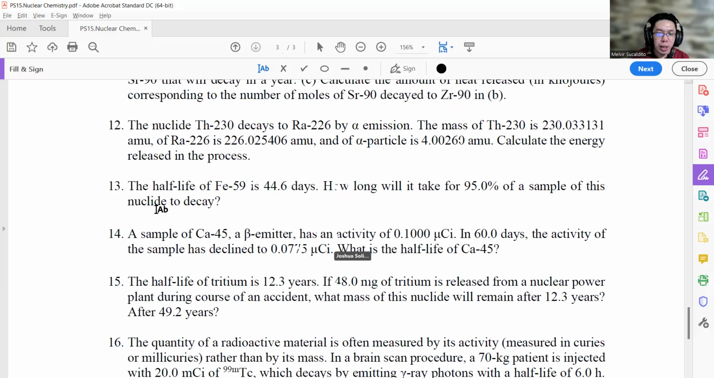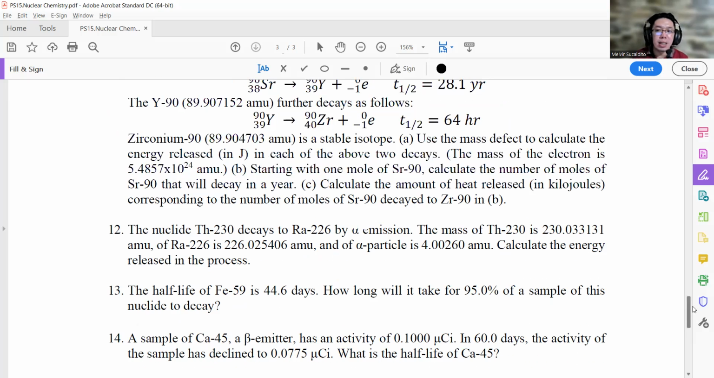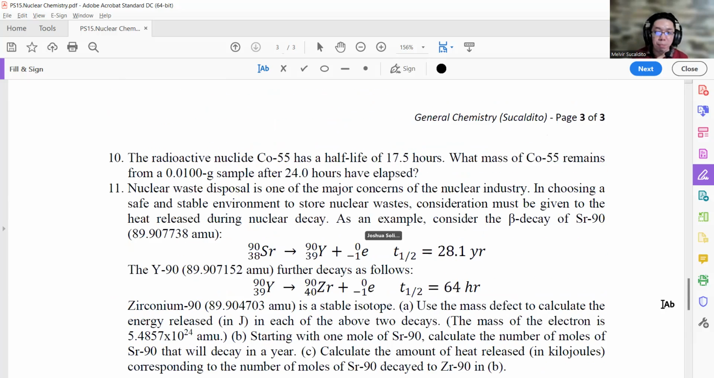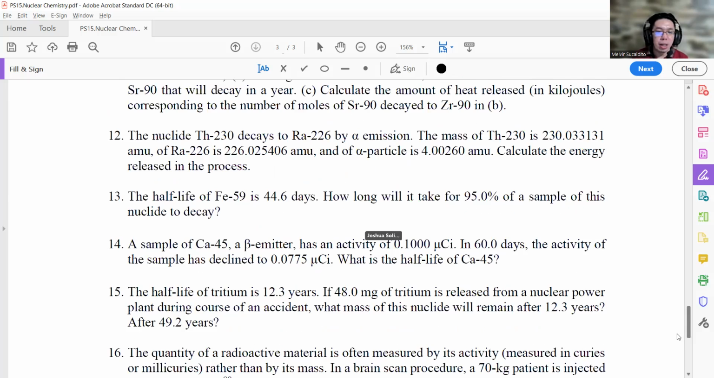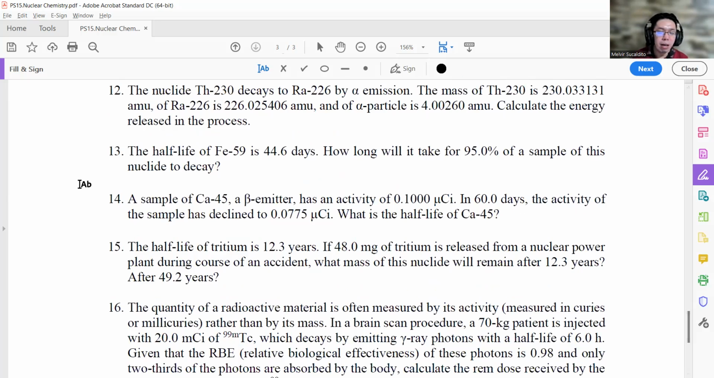Then for number 13, the half-life of iron-59 is 44.6 days. How long will it take for 95% of your sample of this nuclide to decay? Basically, the same with number 10. So number 13 and number 10 magkamukha. Then number 14, di ba may meaning tayo ni Curie? So Curie is disintegration per unit of time. A sample of calcium-45, which is a beta emitter, has an activity of this one originally.